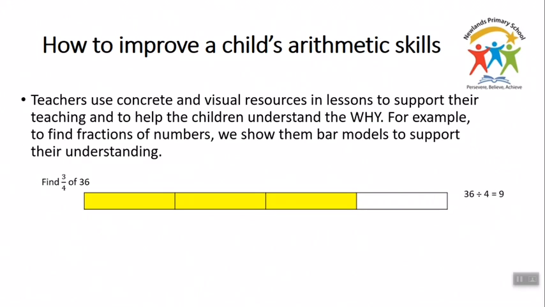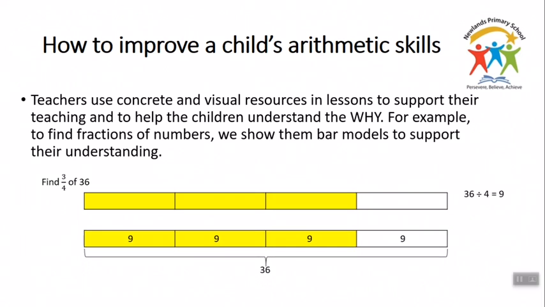That means that each part is worth 9. And because we want 3 out of 4 parts, we do 9 times 3, or 9 plus 9 plus 9. Therefore, 3/4 of 36 equals 27.